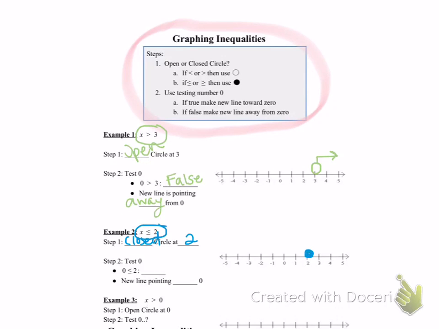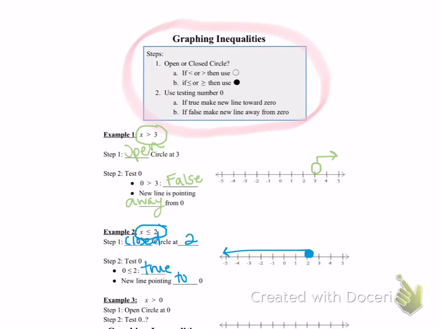Next thing I'm doing is testing 0. So I plug in 0 for x. I see that 0 is less than 2. Well, that's totally true. And that means I'm going to draw my line pointing toward 0. So I want to go over 0 because it is true. So there's my inequality for my second one.